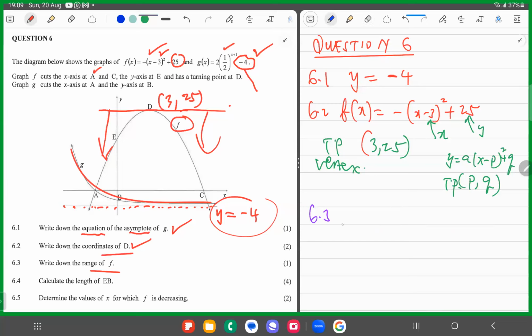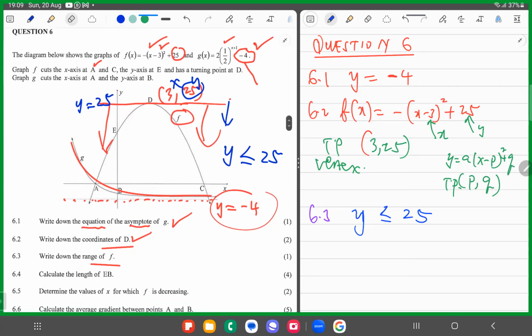So in 6.3, now you need to find the range. So the range would be what the y values are. So this is x and that is y, but now you're going down. And y is 25, but you're going down, so the range is going to start from 25 and go down. So you say less than or equal to 25. Equal to 25 at the vertex, because at the vertex you have y equals 25, and then you go down, so y is less than or equal to 25.